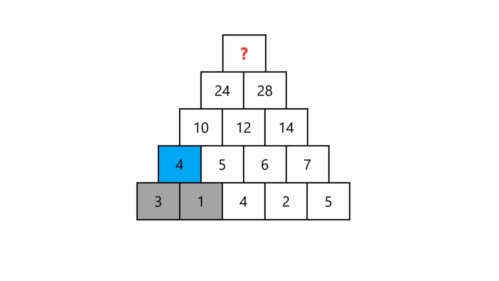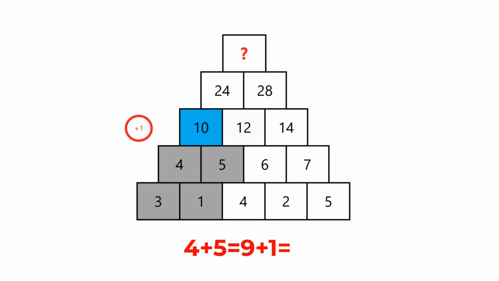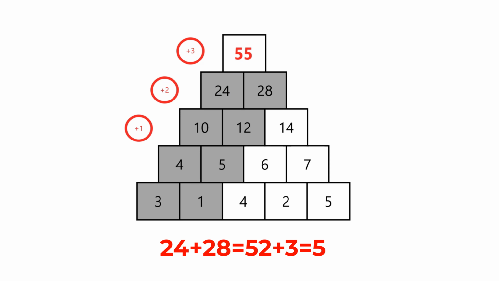If we go from the second row to the third row, you see that the 4 and 5 do not necessarily add up to 10. 4 and 5 add up to 9, and then you need to increment it by 1. If you go to the next layer, you need to increment it by 2. And then in the final row, you need to increment it by 3. So the correct answer here is choice 55.